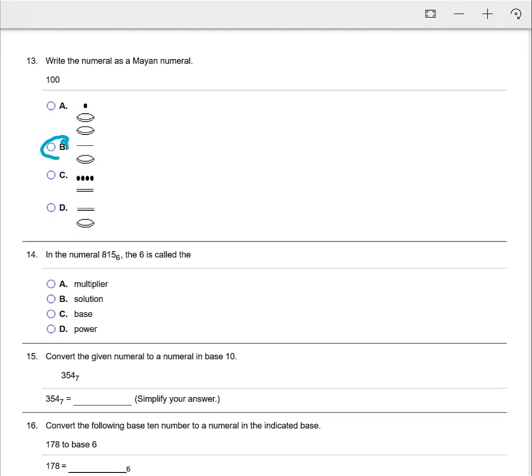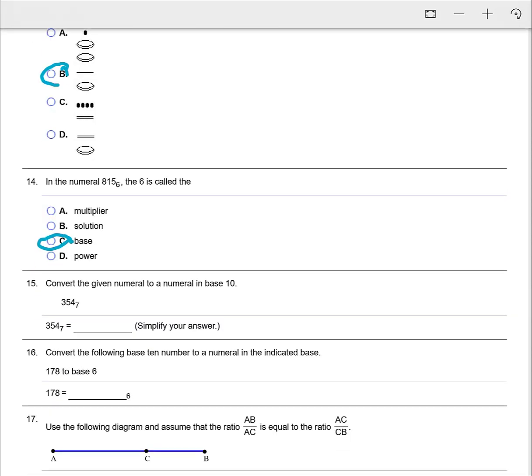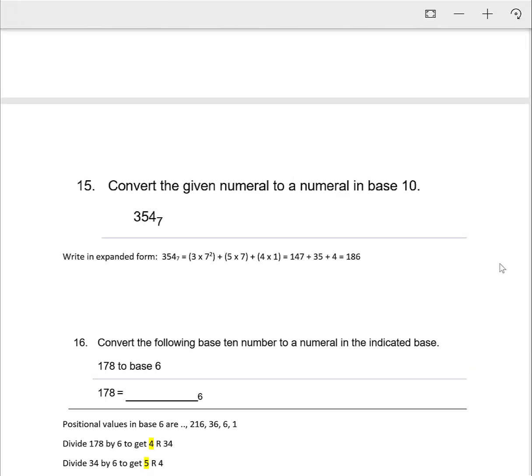In the numeral 815 base 6, the 6 is called the, and I just said the word, it's the base. And I want to convert this number back to our system. And I can't remember if I have a detailed solution for number 15 or not. Yeah, I do. Okay, here it is. You want to write it in expanded form. So 354 base 7, and I've got 3 positions there. So I've got 1, 7s, and 7 squared. So I have 3 times 7 squared plus 5 times 7 plus 4 times 1. If I go ahead and simplify, I come up with an answer of 186.